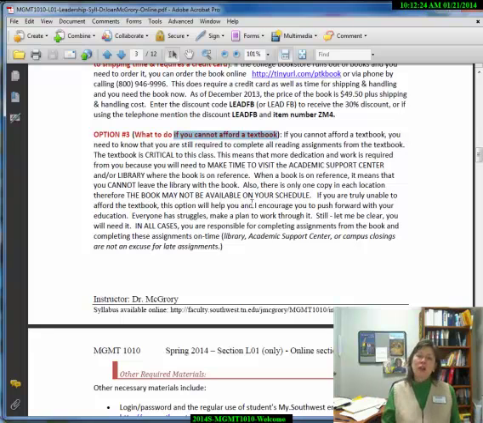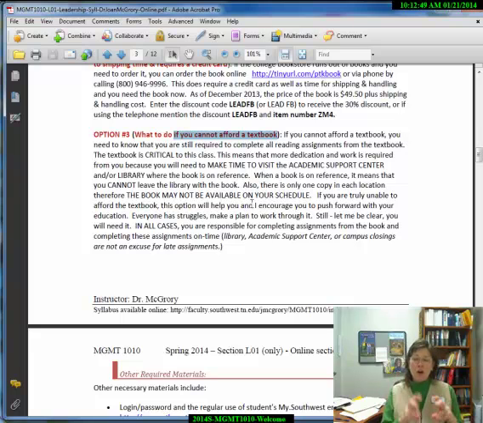Go to our college library. Walk up to the reference desk. Tell them this course, Management 1010 Interdisciplinary Leadership. Tell them my name, Dr. Joan McGrory, and tell them that you need the book that is on reference. Now, students get confused by this because they think that you're going to go check out the book and take it home. Not the case.